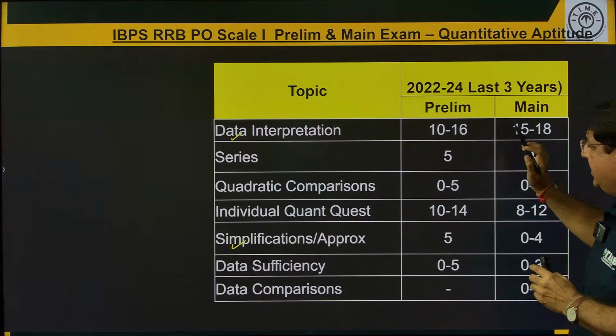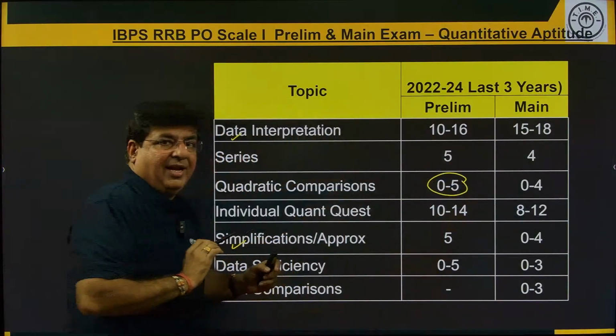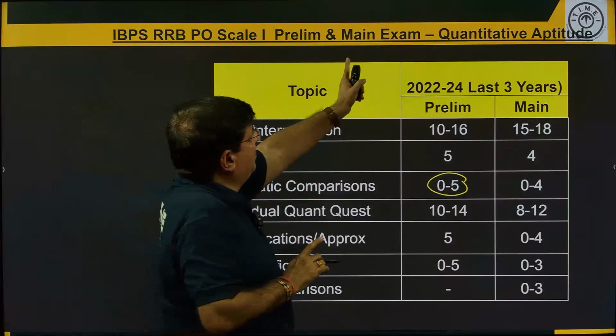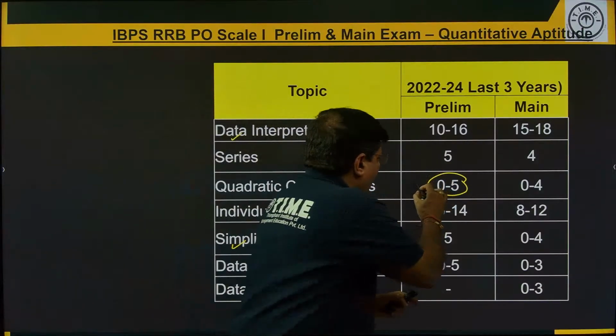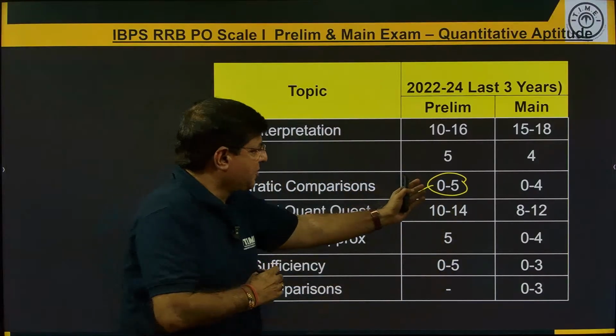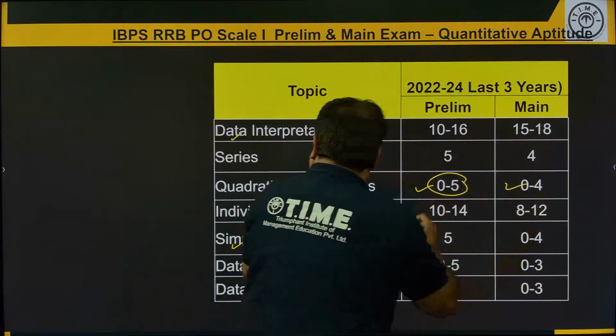Let us see. Series is 5. Quadratic comparison, yes, it is asked in prelim, whereas in IBPS RRB clerk, it was not asked in prelim. In IBPS RRB PO scale 1, it is asked in prelim exam, range 0 to 5. In some slots it may be asked, in some slots it may not be asked. It's also important for mains.